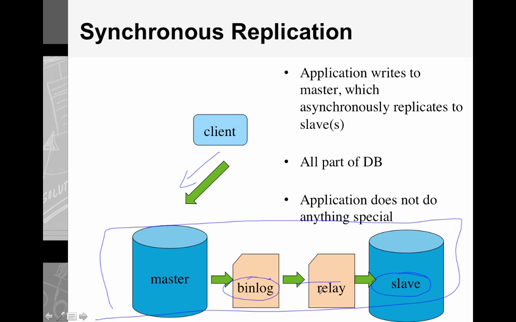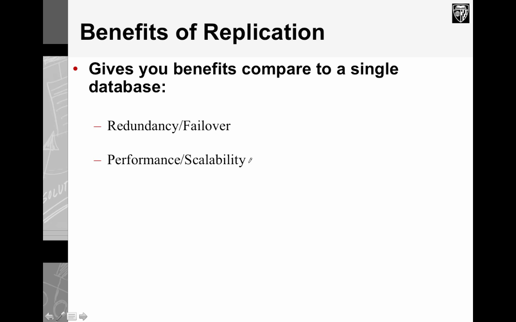Now, different databases support different kinds of replication. For example, Oracle supports synchronous replication, whereas MySQL supports asynchronous replication. So different databases have different capabilities. But the important thing is whether it's synchronous replication or asynchronous replication, it's a feature of the database, and the client applications don't really have to do anything. Now, what are the benefits of replication? Well, it gives you redundancy and failover. It also gives you performance and scalability.